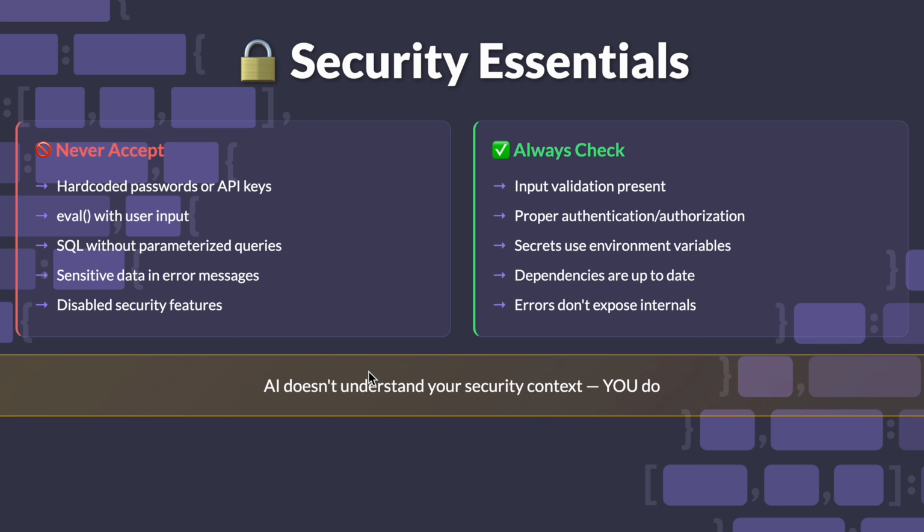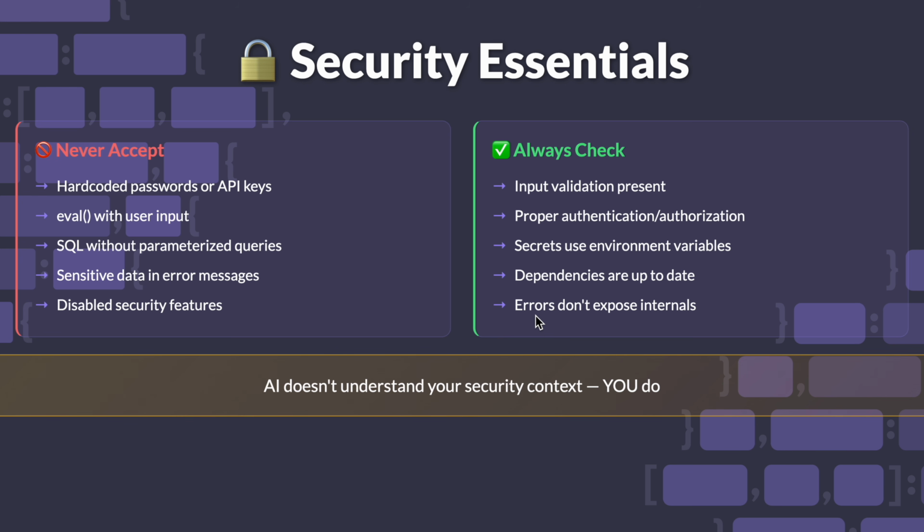So you never want to accept AI code that has hard-coded passwords or APIs, eval with user input, SQL without parameterized queries, sensitive data and error messages, and disable security features. And you're always going to want to verify that input verification is present, that there's proper authentication and authorization, that secrets use environment variables. This is very important. A lot of people have vibe coded secrets onto GitHub where anybody can use it. We want to make sure the dependencies are up to date and errors don't expose internals. Now, these are security essentials for whether you're using AI tools or not, but you definitely want to check when you're using AI for coding.